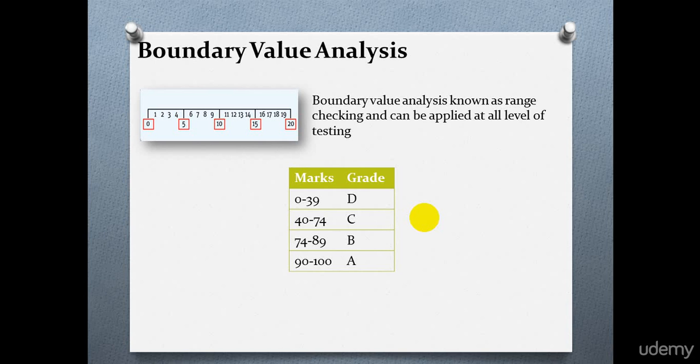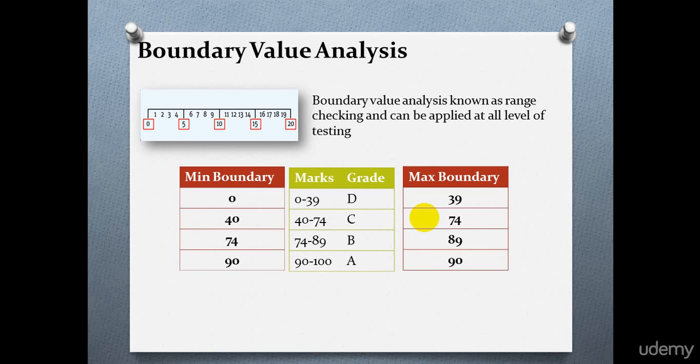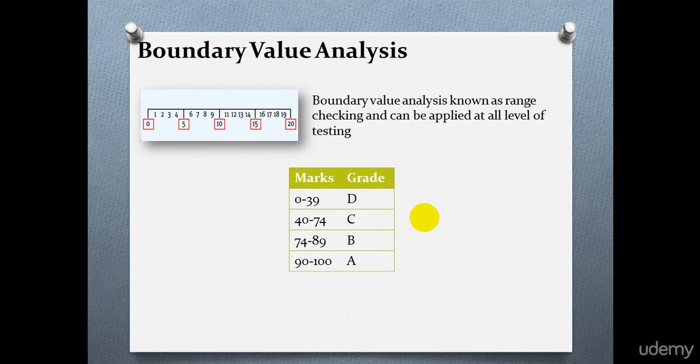Here the mark range specified can be considered as 4 partitions. If a student scores anything within the specified range, the application would invoke the associated grade for that student. Now, in this case, what is our first partition? It's 0 and 39. So here 0 is the lowest boundary and 39 is the highest boundary.